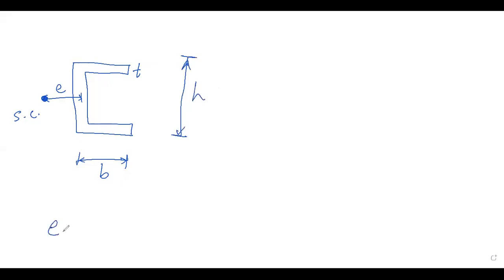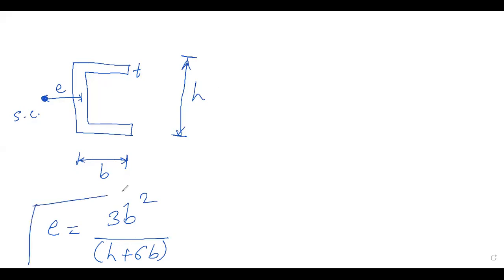The total distance is taken as H. So the shear center for this case is equal to 3B square divided by H plus 6B. By putting the value of moment of inertia I, the shear center distance for this case comes out as E is equal to 3B square upon H plus 6B.